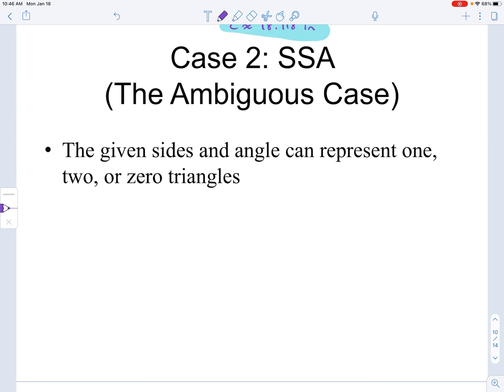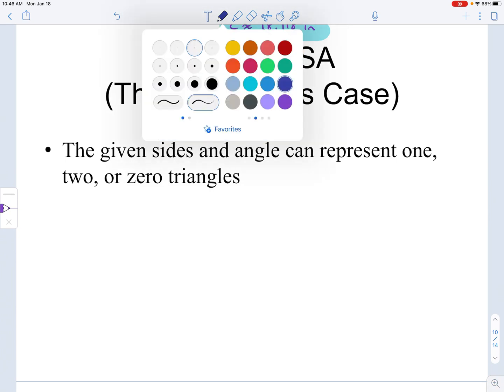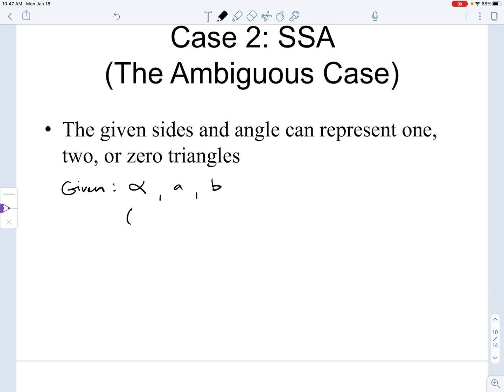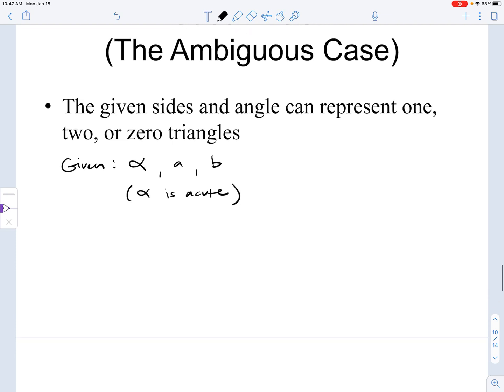So we're going to look at case 2 next, the ambiguous case. For the ambiguous case, that means that you're given an angle and two sides. So let's say that the given is the angle alpha and then sides A and B. And let's say that alpha is acute.